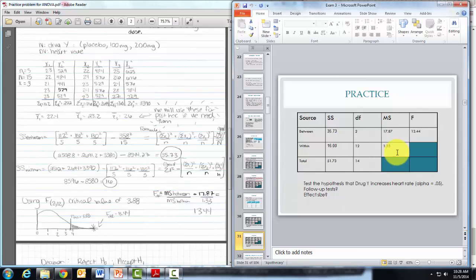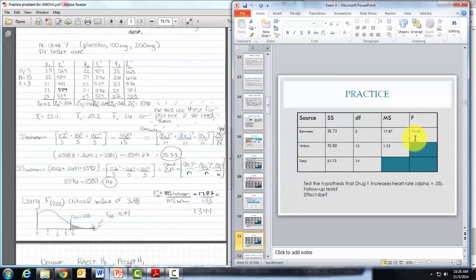And so now we can get our F obtained, the actual test of our hypothesis here. Recall that F obtained is going to equal mean squares between divided by mean squares within. So we take the 17.87 divided by the 1.33, and then we can fill in our F obtained here in our source table as 13.44.